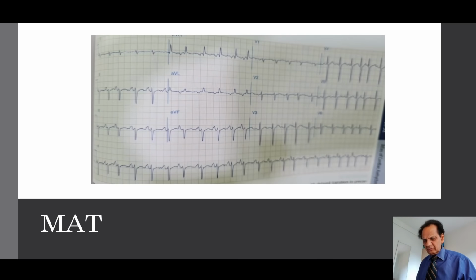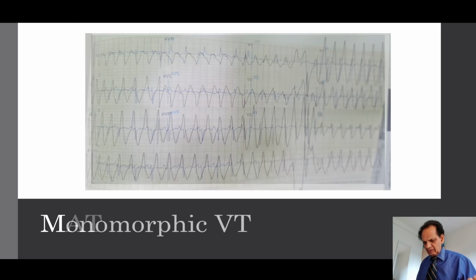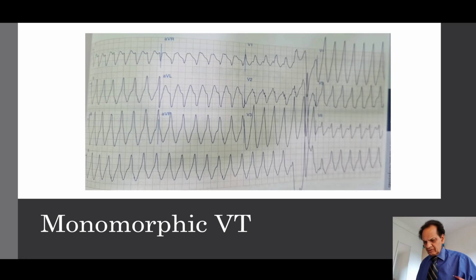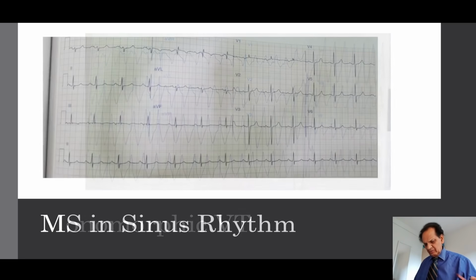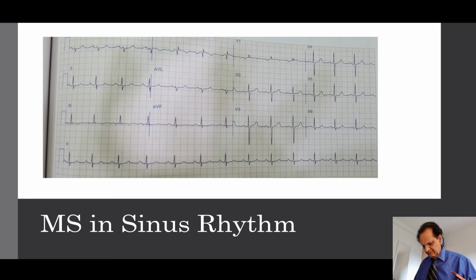Another multifocal atrial tachycardia. Keep this in the mind. 3 P wave morphologies at least, if not more. Monomorphic ventricular tachycardia. Don't forget, this is the picture. Such a wide QRS. In one look, you should be able to recognize this picture as a monomorphic ventricular tachycardia.